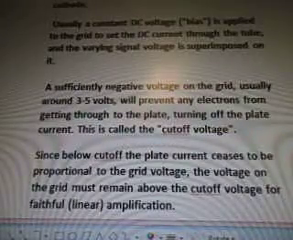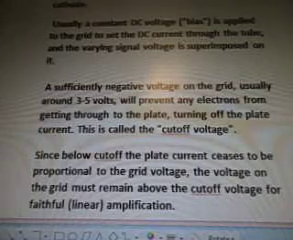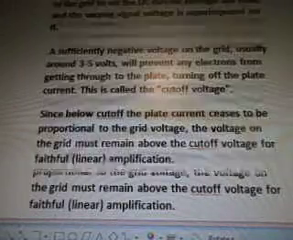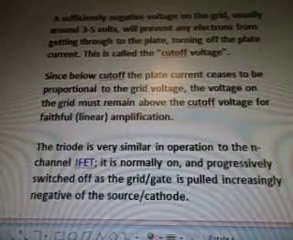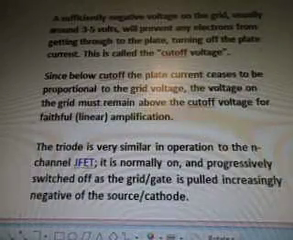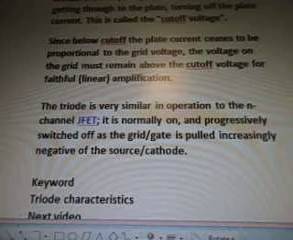A sufficiently negative voltage on the grid, usually around 3 to 5 volts, will prevent any electrons from getting through to the plate, turning off the plate current. This is called the cutoff voltage. Since below cutoff the plate current ceases to be proportional to the grid voltage, the voltage on the grid must remain above the cutoff voltage for faithful linear amplification.